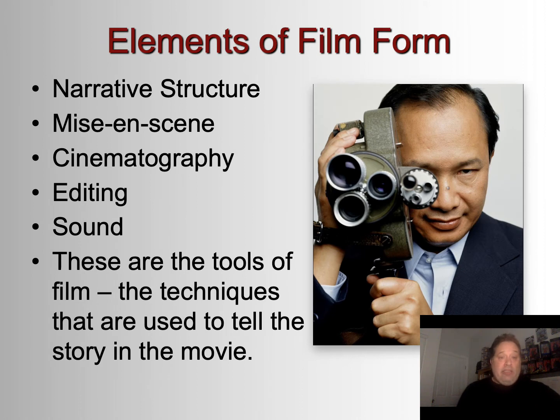We talked about the elements of film form. We're not going to go over this again until we get to the individual lessons, but just quickly: narrative structure, mise-en-scène, cinematography, editing, and sound. These are the tools of film, techniques that are used to tell the story in the movie.